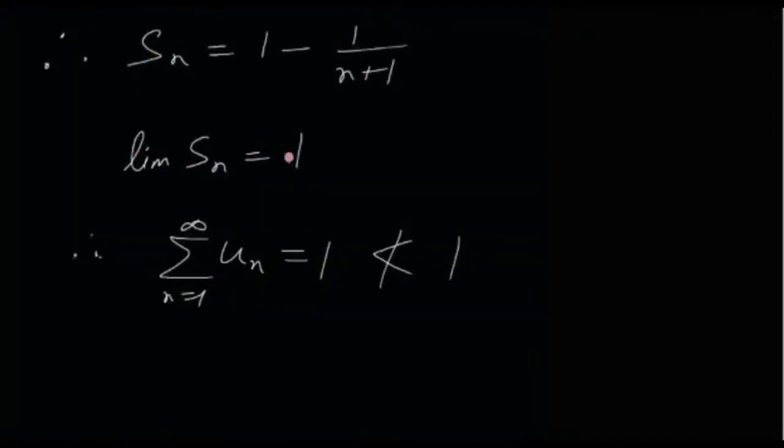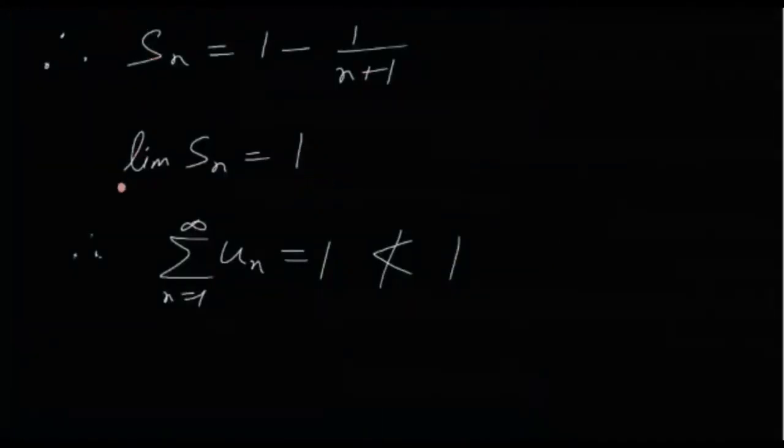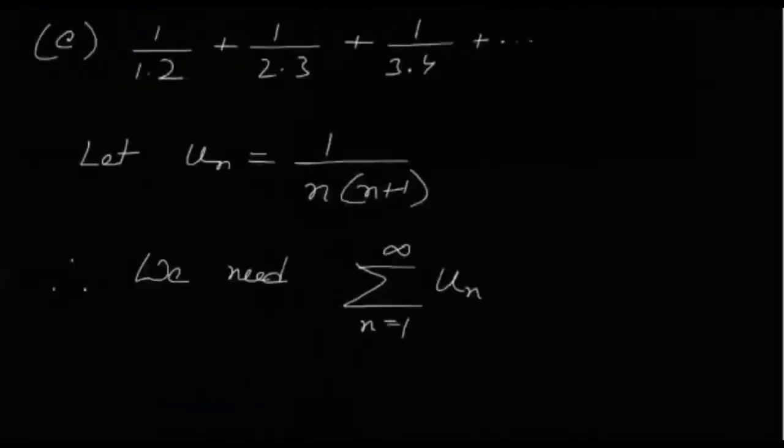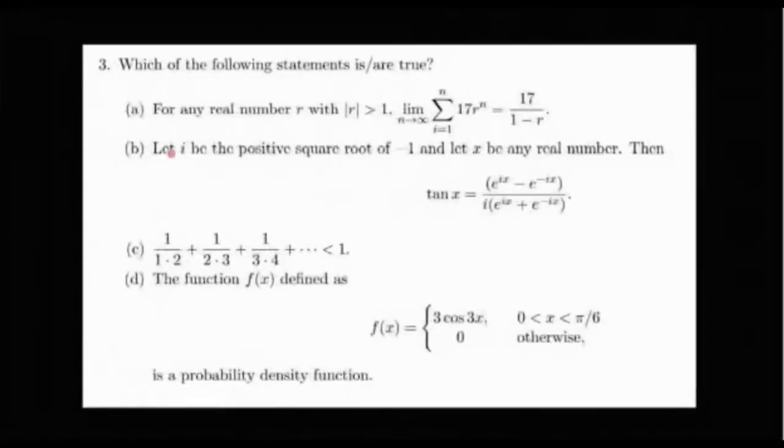So limit of Sn is actually 1, right? Limit n tending to infinity, it's 1. We know that the sequence of partial sums is nothing but the approximation of the series. So the limit of this basically means that the series sum is 1. So it's not less than 1, right? It's equal to 1. So C is false. It's not true. So till now we have A is false, B is true, and C is also false.